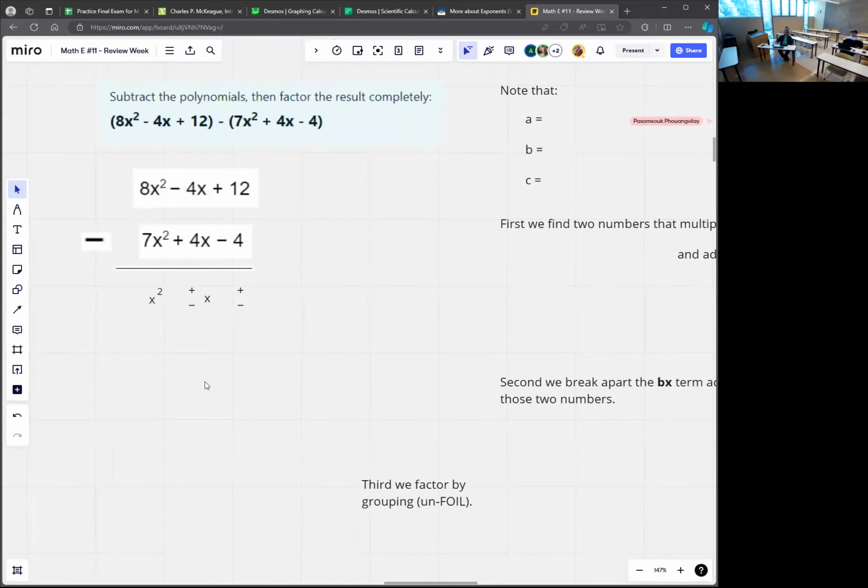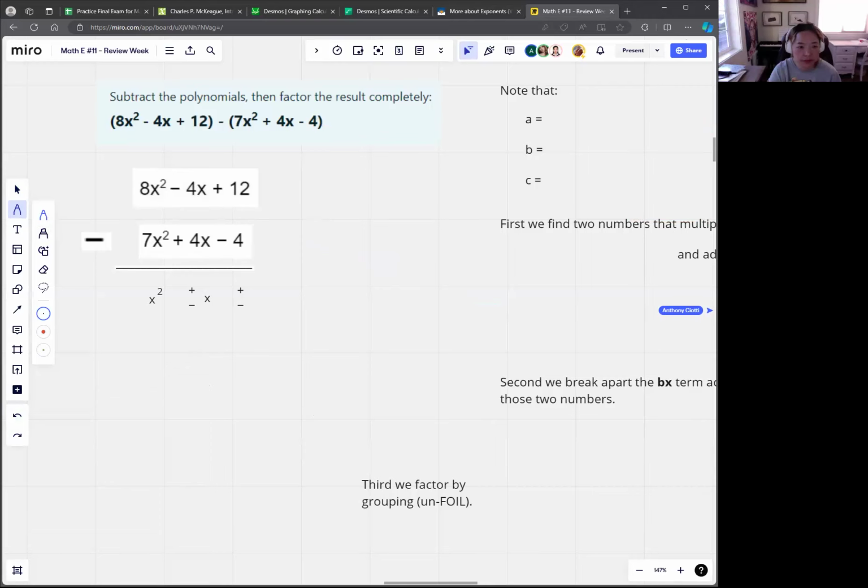Okay, now they want you to subtract and then factor the result completely. So the first thing I want somebody with a mouse to do is over here, I put both a plus and a minus before the x and the plain number term. So delete one of those. Is this term going to be overall minus or plus? Or negative 4x minus 4x? Something needs to cancel.